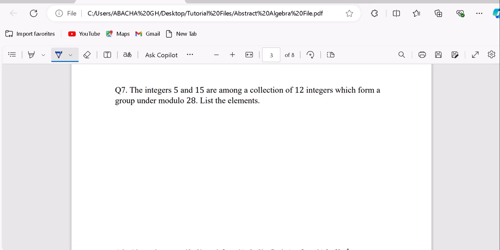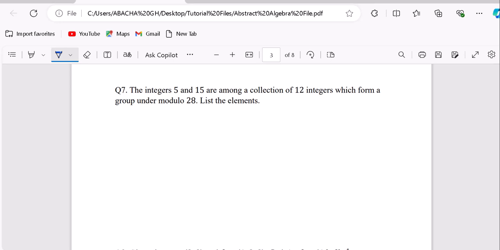The question goes: the integers 5 and 15 are among a collection of 12 integers which form a group under modulo 28. List the elements. They are saying that it is a group under modulo 28, and we should list the elements. They didn't actually tell us whether it is a group under addition or multiplication, but they are saying that it is a group of 12 integers.